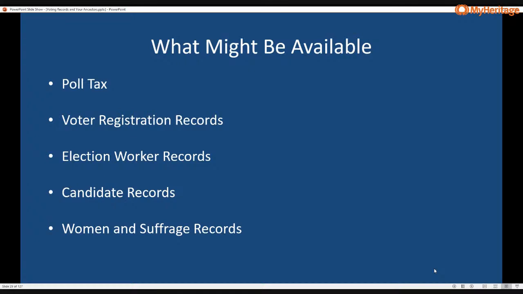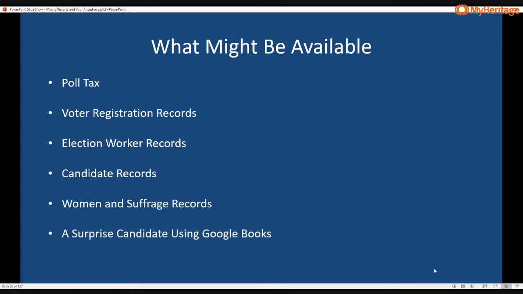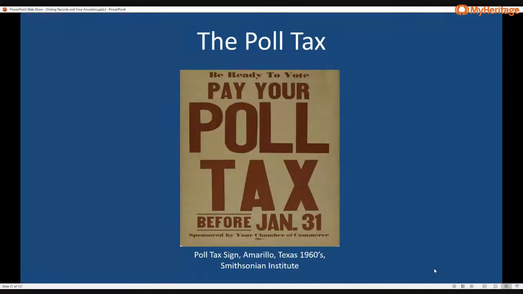And like I said, trying to find records for our female ancestors can be difficult. And this may be one avenue you can find something. And I'm going to tell you about a surprise candidate that I found using Google Books. And it's one of my husband's ancestors. So the poll tax, let's start with that.